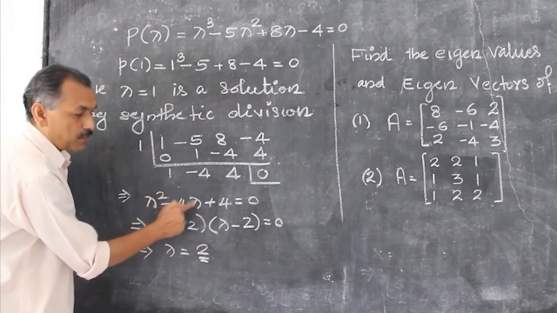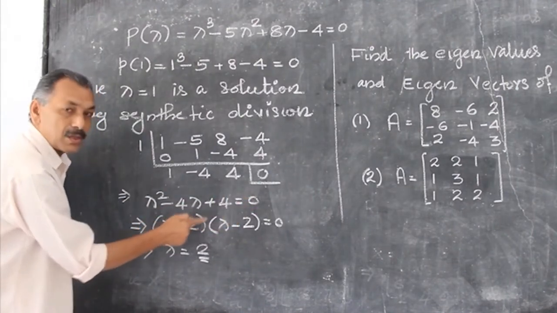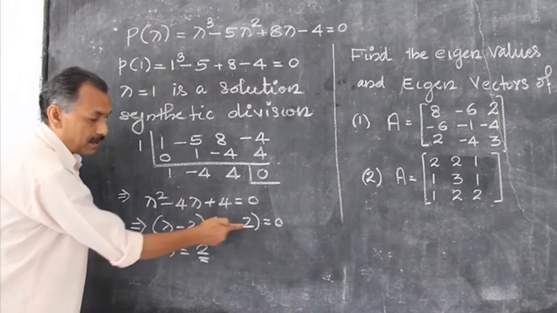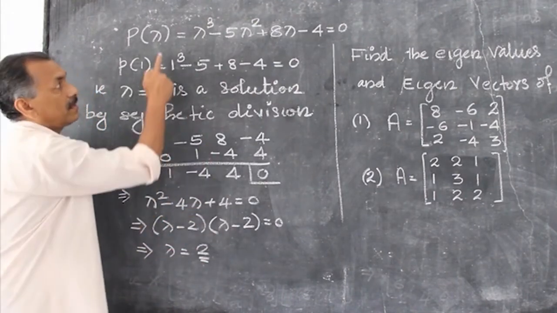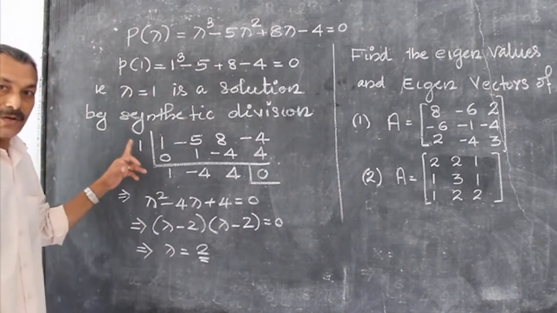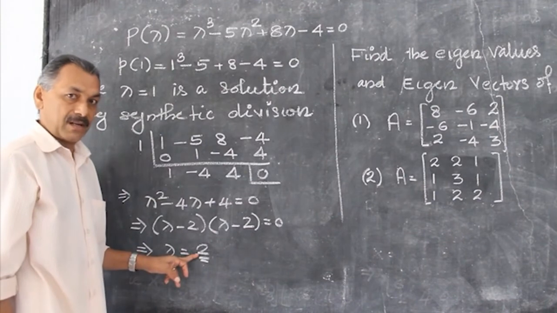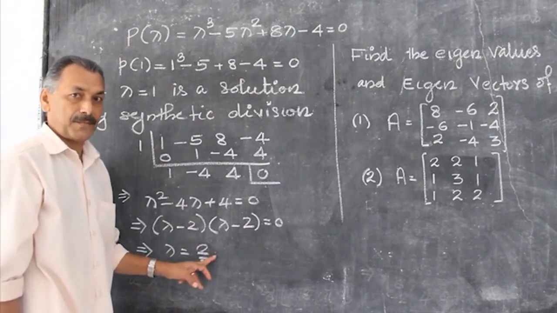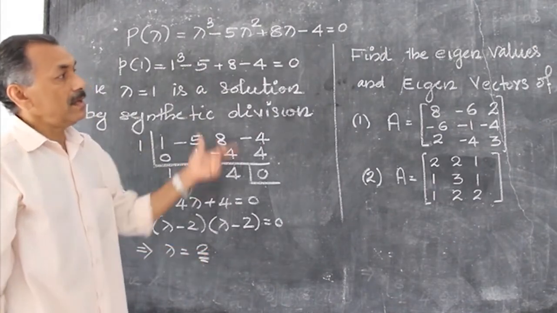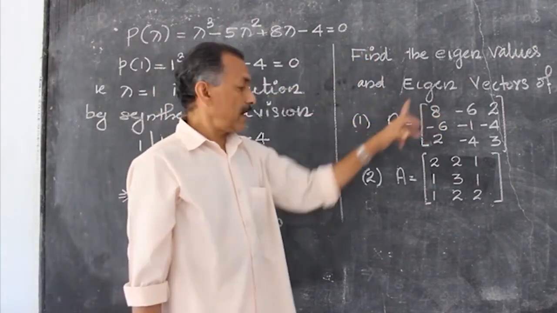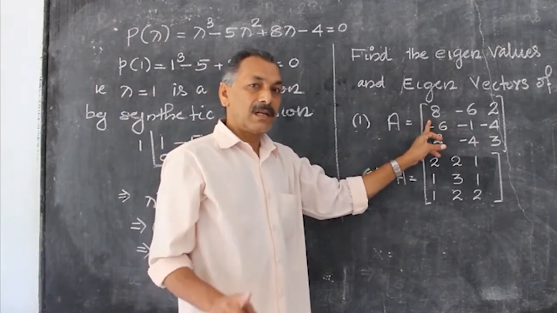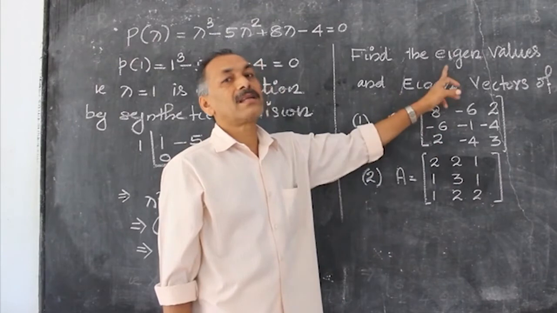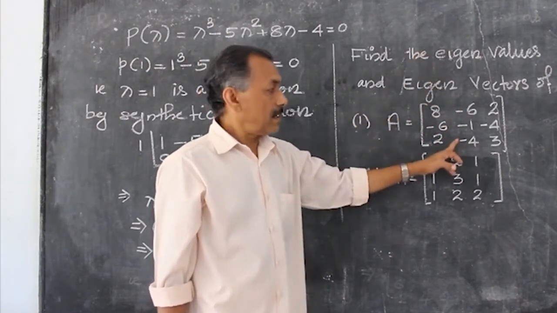That is lambda square minus 4 lambda plus 4 is equal to 0. And then lambda minus 2 into lambda minus 2 is equal to 0. The factors are 0, you will get 2, repeated factors. So lambda is equal to 1 and lambda is equal to 2, a repeated factor. For lambda equal to 1, the corresponding factor is lambda minus 1, and then lambda minus 2 into lambda minus 2. This is synthetic division. Capital A is equal to this matrix. Find the Eigen values, the characteristic roots, and the corresponding characteristic vectors.